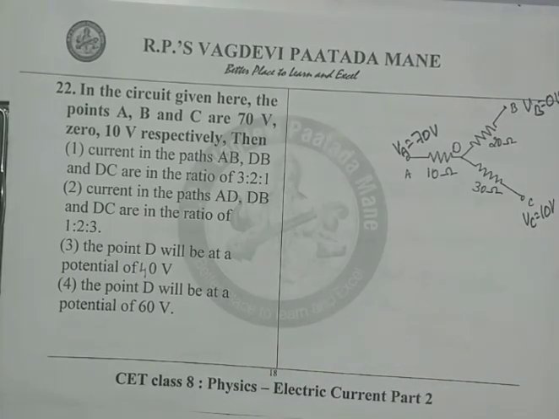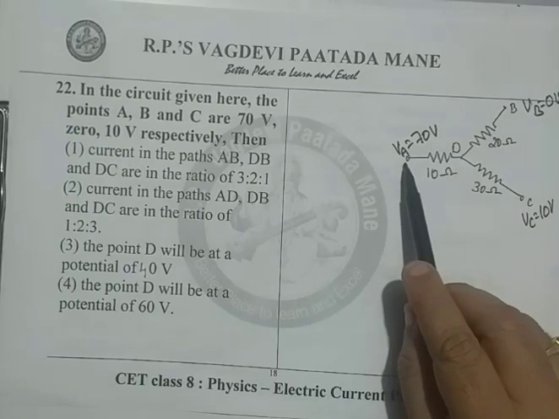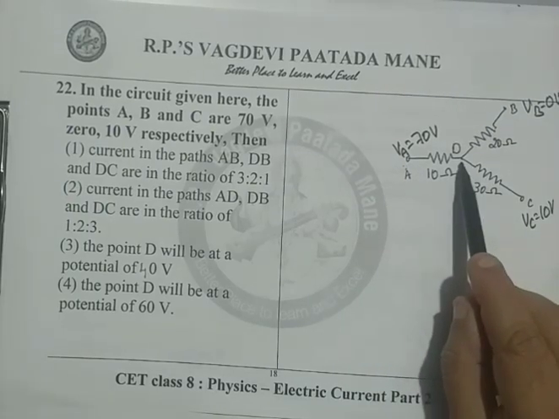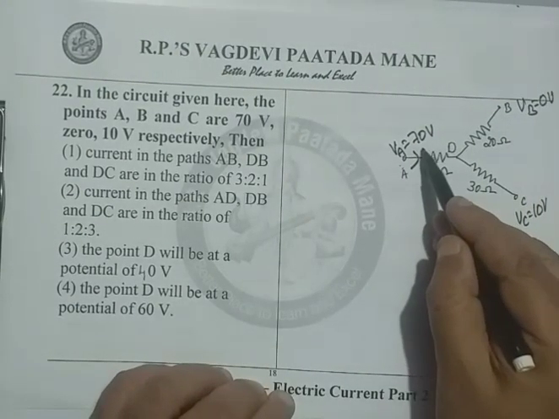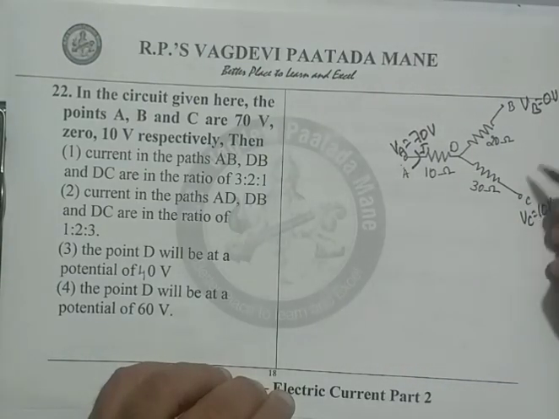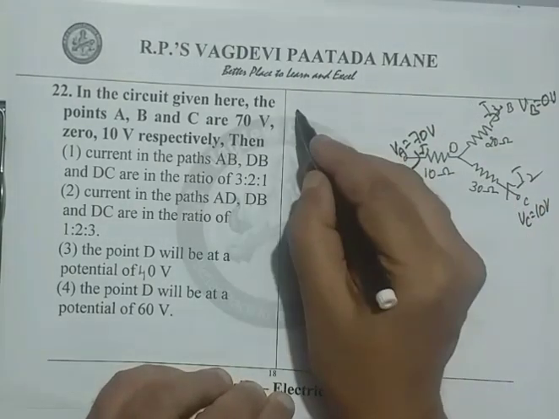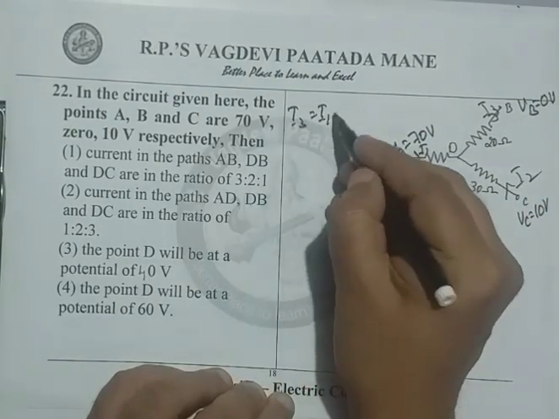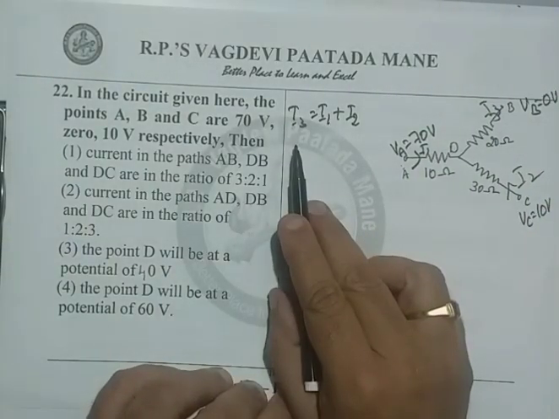Looking at this circuit by applying the Kirchhoff's current law, we can say current flows from A towards D, and C towards D, but from D it flows towards B. Therefore, we can simply say, if I write this as I1 and this as I2 and this as I3, we can write I3 equals I1 plus I2 using Kirchhoff's current law.